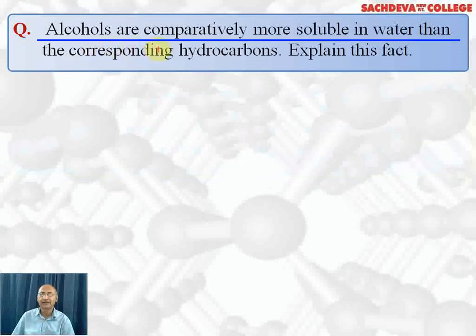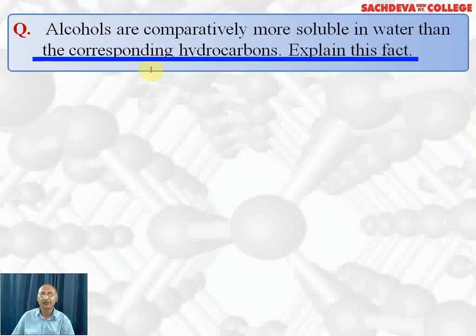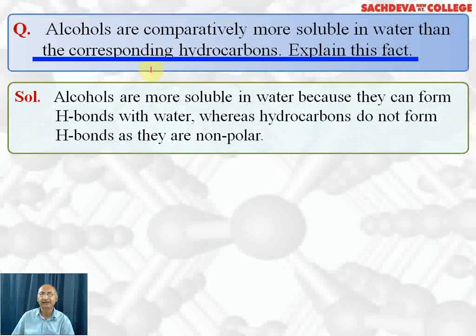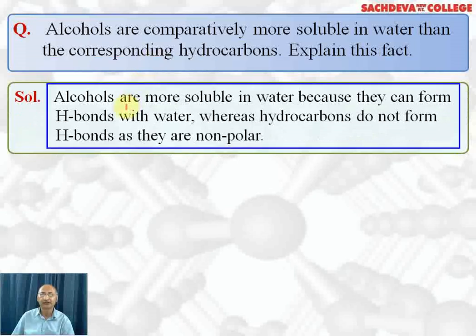Alcohols are comparatively more soluble in water than corresponding hydrocarbons. Explain this effect. The reason is alcohols are more soluble in water because they can form hydrogen bonds with water, whereas hydrocarbons are non-polar, they cannot form hydrogen bonds with water.